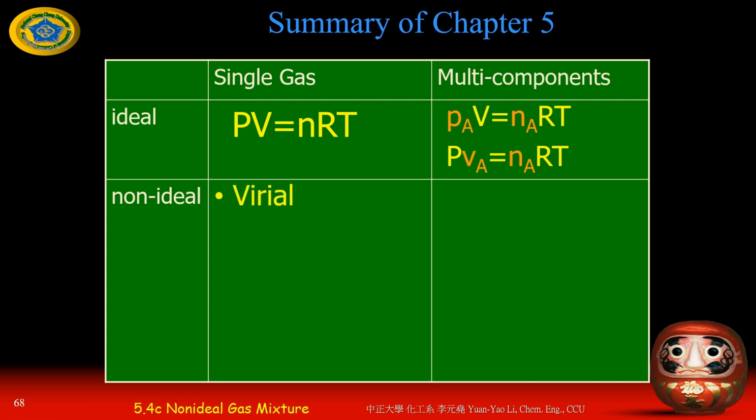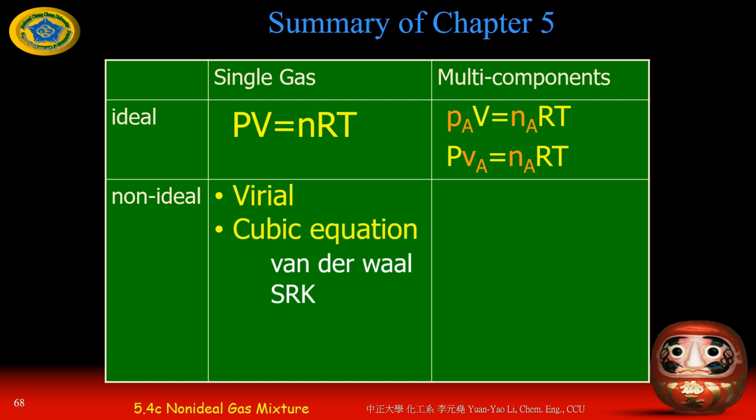For a single gas in a non-ideal gas system, the first one we learned is the virial equation of state. Remember, the virial equation of state. If you remove the term C, term D, term E, that's what we call the truncated virial equation of state. And after that, we learned the cubic equations of state. There are two examples we learned here: one is the van der Waals equation of state, and the second one is the SRK equation of state.